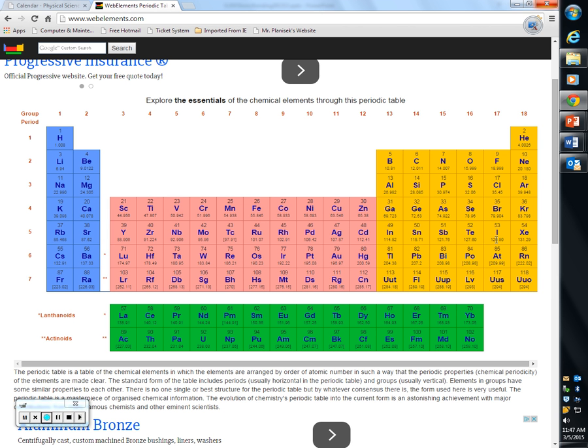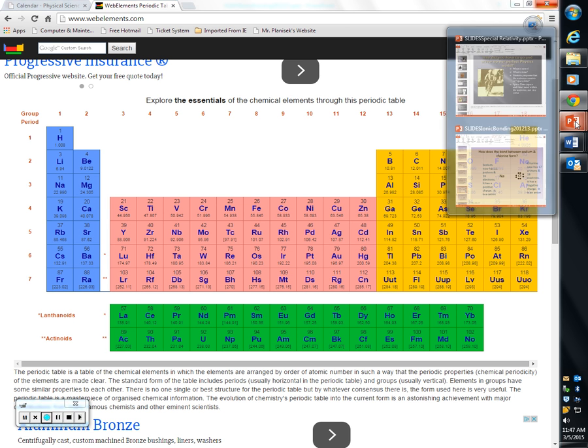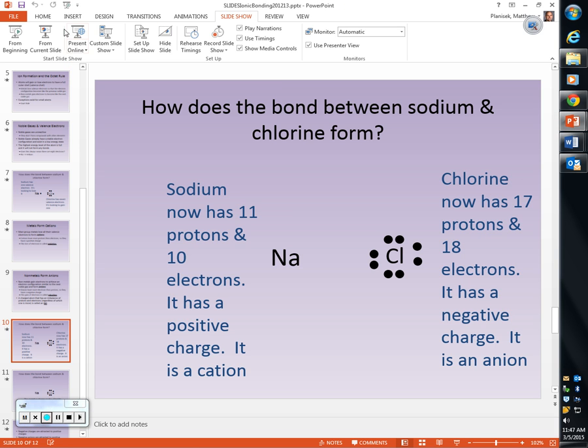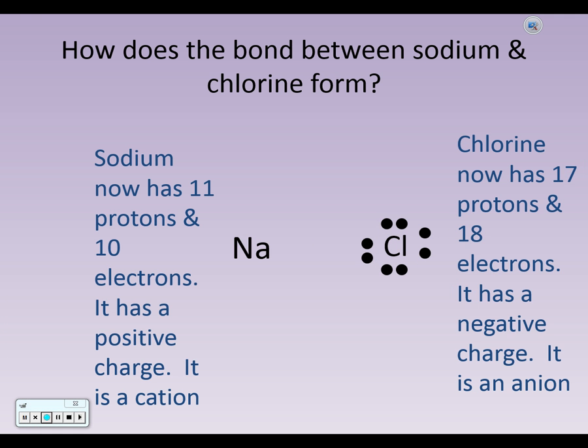What about 4? Let's not worry about 4 right now. Let's wait until next week to talk about that. Okay? Different kind of bonding. Are we okay with that for now? Okay. So, the magic has not passed just yet, everybody. Sodium has 11 protons, 10 electrons, positive charge. Chlorine, 17 protons, 18 electrons, negative charge. What do positive and negatively charged things do?